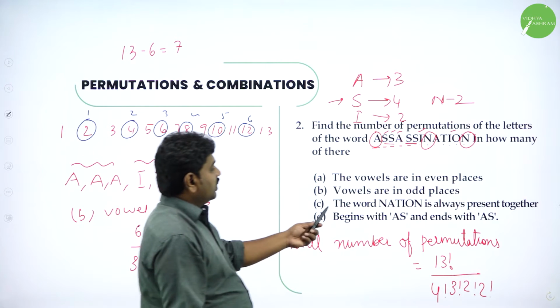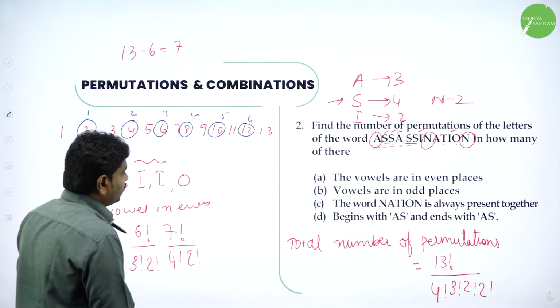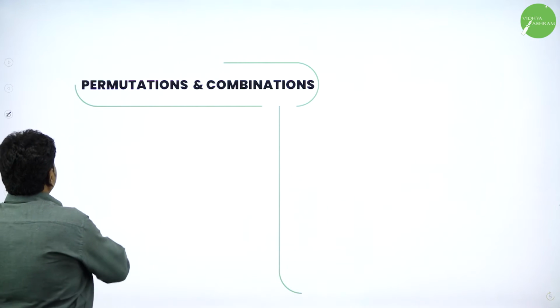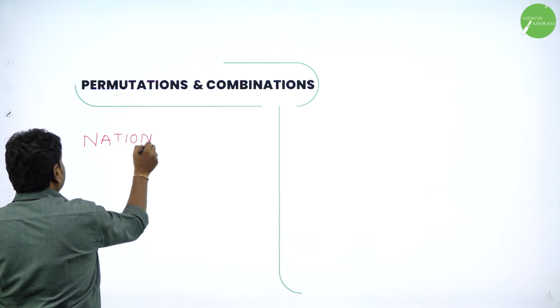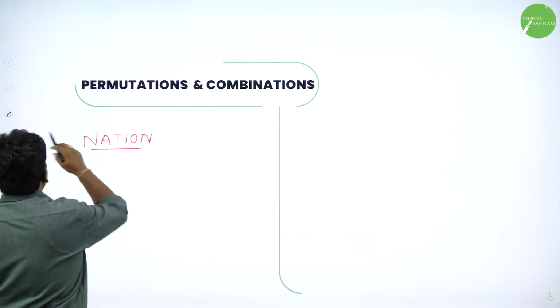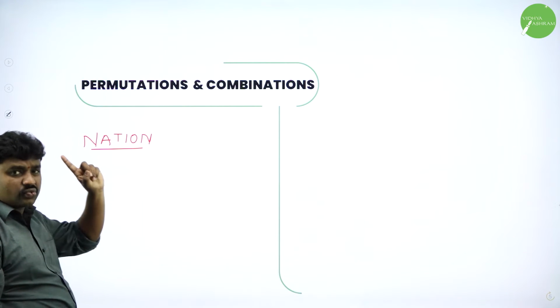And the word NATION is always present. They want how many permutations are there where NATION is always present. So the word NATION should be present. It may be present at the beginning or at the end. So we have to place this NATION; you take it as one unit.